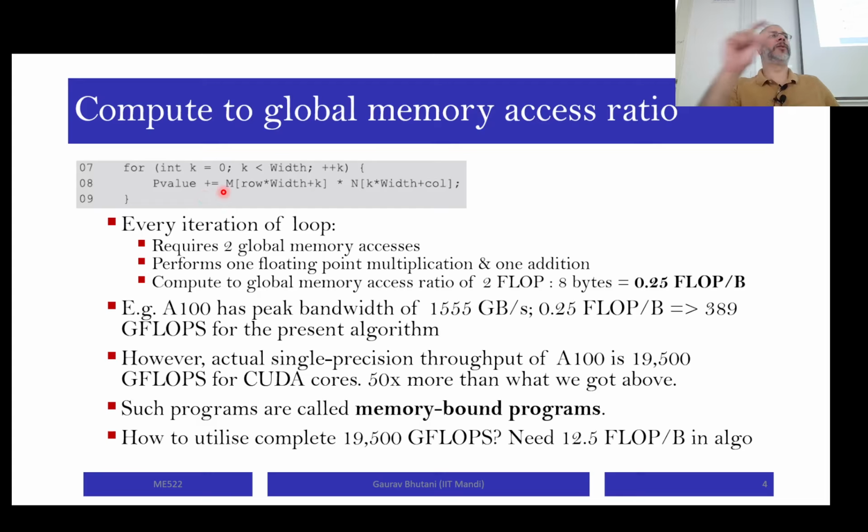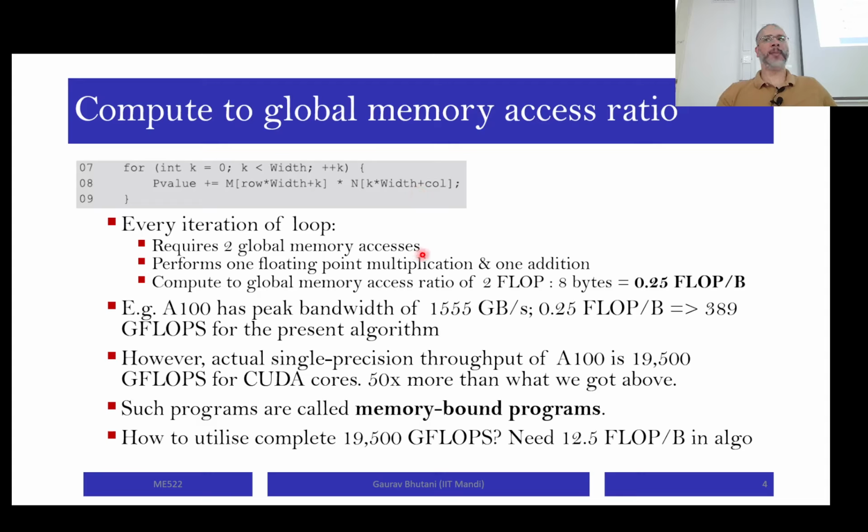So you multiply one row of m with one column of n, and k is the index that allows you to move through different elements in the row or the column when you are doing the multiplication. So if you look at one iteration of the loop, that is multiplying one element of m's row with one element of n's column. It requires two global memory accesses, because remember this is stored on the global memory. So you have one access for the element of m and one access for the element of n. So that is for one iteration of the loop.